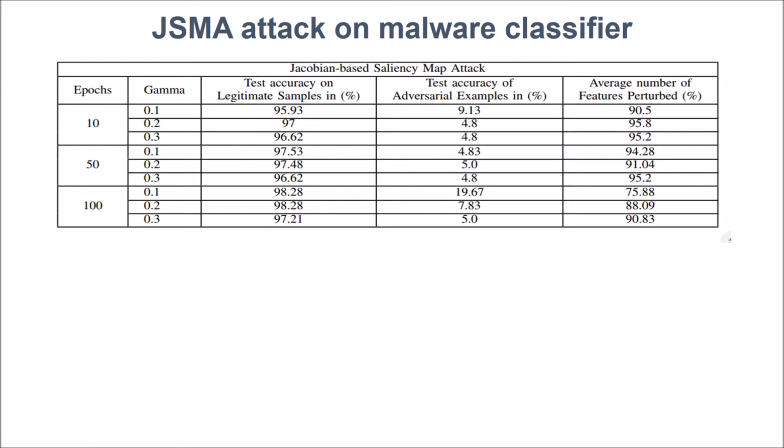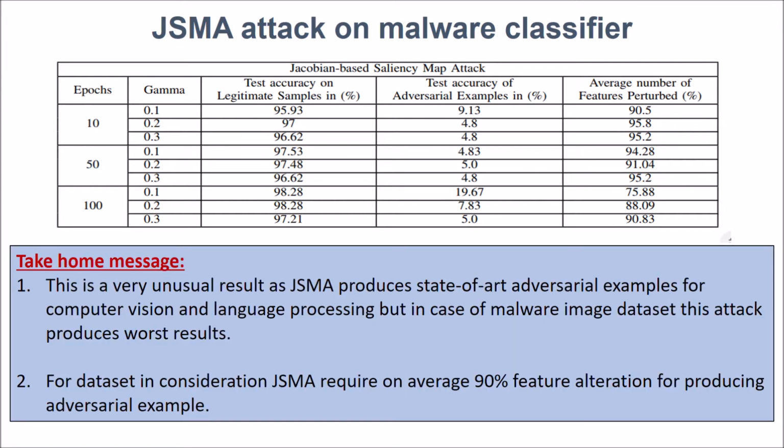whole data. So this is a very surprising result actually, because JSMA produces state-of-the-art adversarial examples for computer vision and language processing, but in the case of the malware dataset, this attack actually produces the worst results, because we are changing the whole data to achieve adversarial examples. So for the dataset in consideration, JSMA required on average 90% feature alteration for producing adversarial examples. So the take-home message from this slide is that performing a gradient-based forward propagation based attack on especially a malware image dataset needs a very high amount of feature perturbation to achieve adversarial examples. So this is the take-home message from this slide.